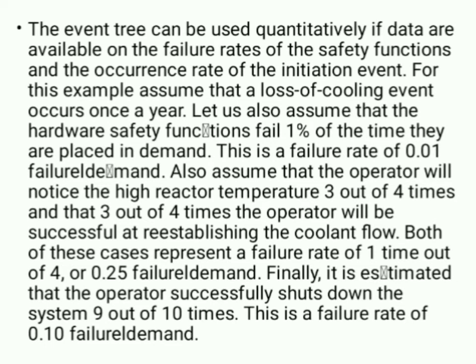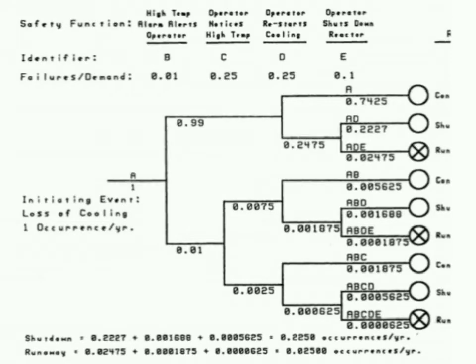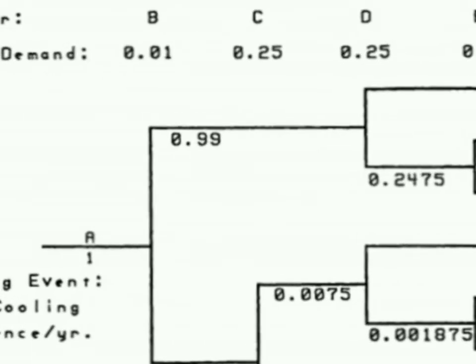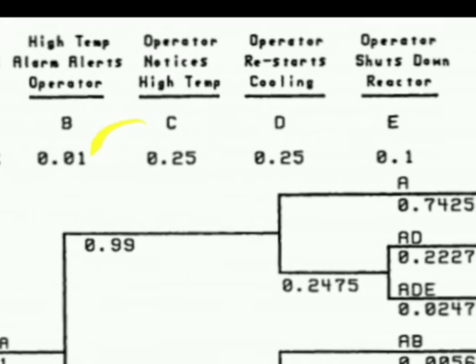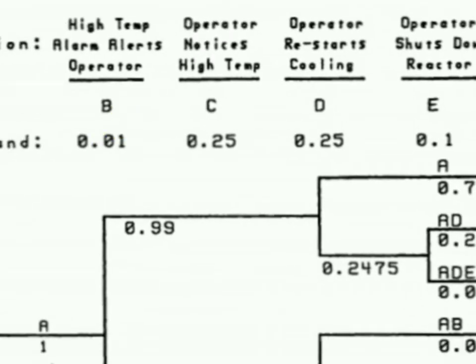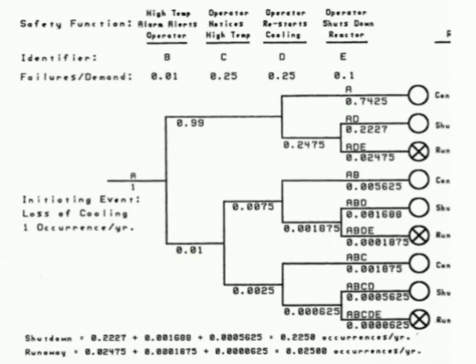Now we see event trees can be used quantitatively if data are available on the failure rates of a function. Now how do we calculate those failure rates? If you can see here, some numbers are given: failure rates of 0.1, 0.25, 0.25, 1. So these are quantitative data for each event.